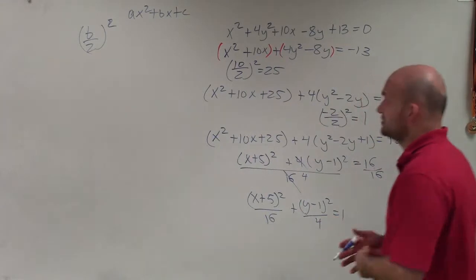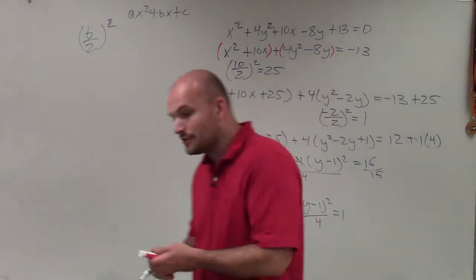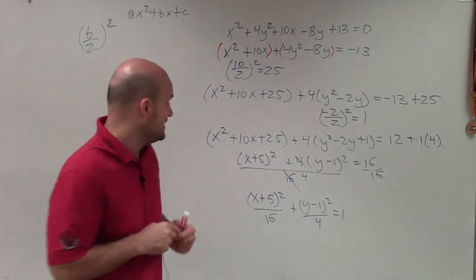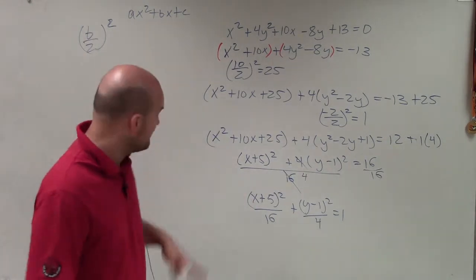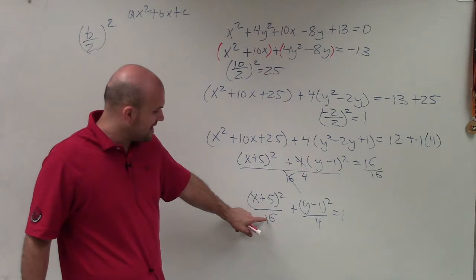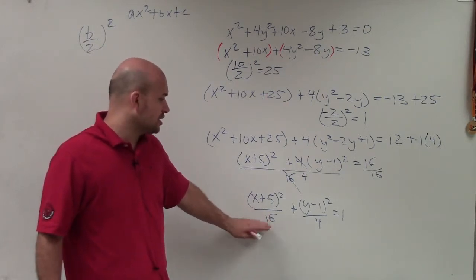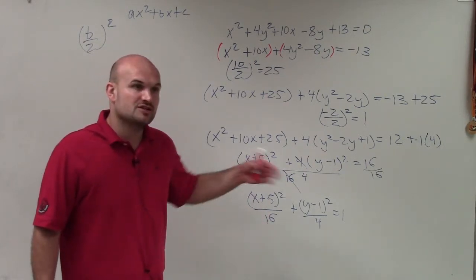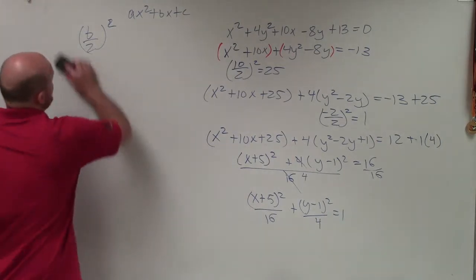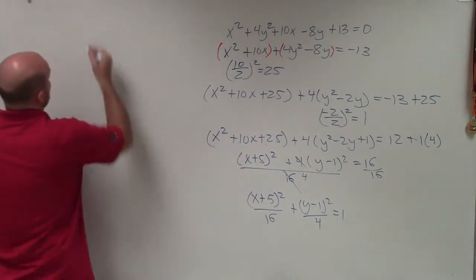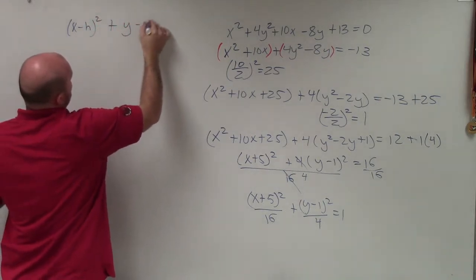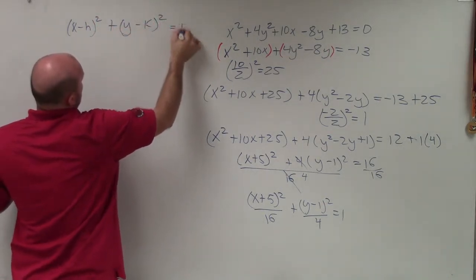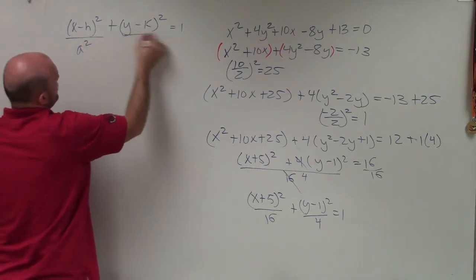Now the next thing I need to do is graph this. To graph this, I need to determine whether my major axis is horizontal or vertical. You can see in this case that my major axis is going to be horizontal, since the larger number is under the x, which is our a squared. And you can see the general form of that equation right up here: x minus h squared over a squared plus y minus k squared over b squared equals 1.